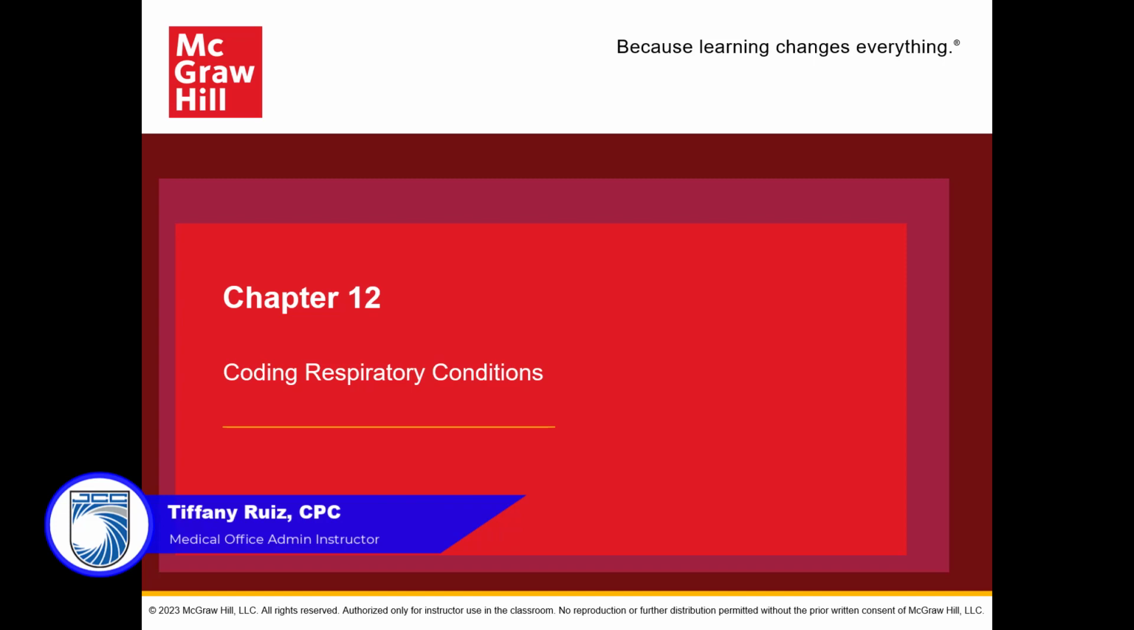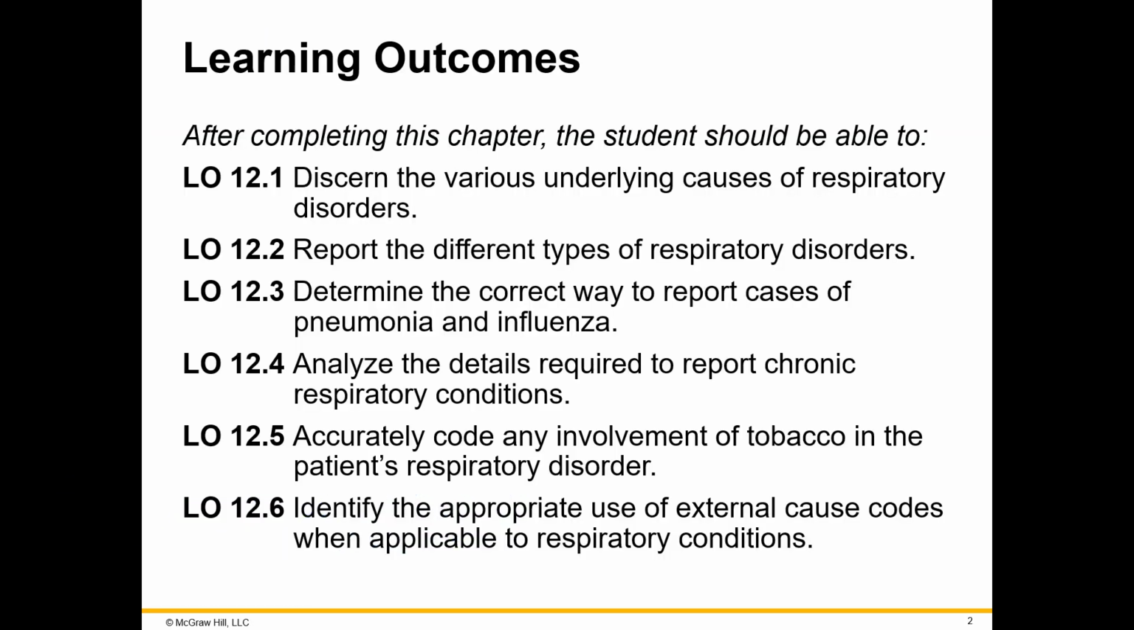Coding Respiratory Conditions. Let's get started. After completing this chapter, you should be able to discern the various underlying causes of respiratory disorders, report the different types of respiratory disorders, determine the correct way to report cases of pneumonia and influenza, analyze the details required to report chronic respiratory conditions, accurately code any involvement of tobacco in the patient's respiratory disorder, as well as identify the appropriate use of external causes codes when applicable to respiratory conditions.